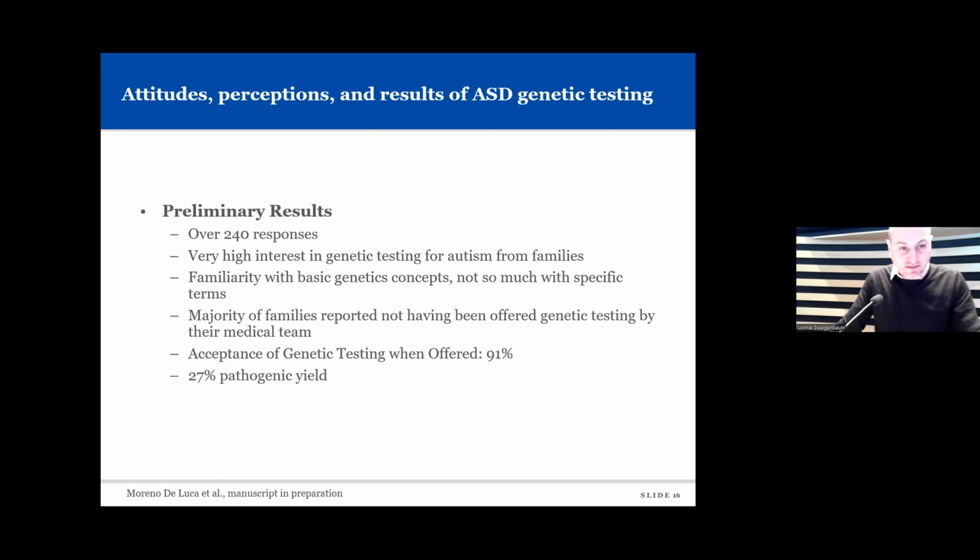Now, for those who were tested, which was only a small proportion, we saw that 27% of them had an abnormal genetic result, which is what we were expecting based on previous data.